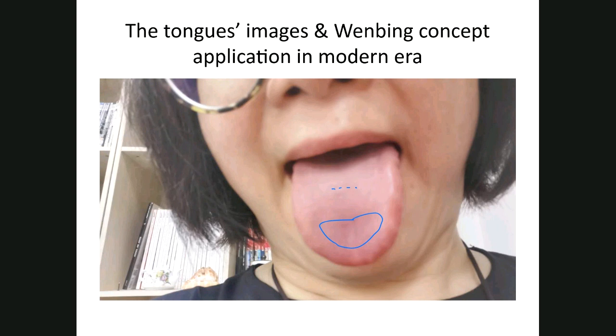Oh, sorry, the previous tongue's main concern was left-side upper epigastric discomfort. And this tongue's main concern is easy, frequent perspiration during the day and the night.